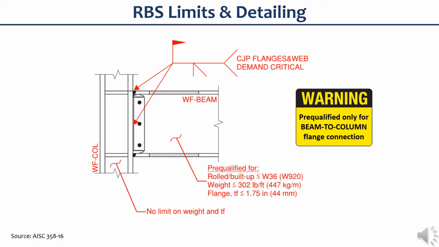The RBS connection is pre-qualified for WF members up to W36, or W920 in millimeters, with weight limited to a maximum of 302 pounds per foot. That's equivalent to 447 kilograms per meter, and a flange thickness of a maximum of 1¾ inch, or equivalent to 44 millimeters. For the column part of the SMF, however, weight and flange thickness are not limited. Please note, again and again, RBS is only pre-qualified for beams connected to the column flange and not to the column web.